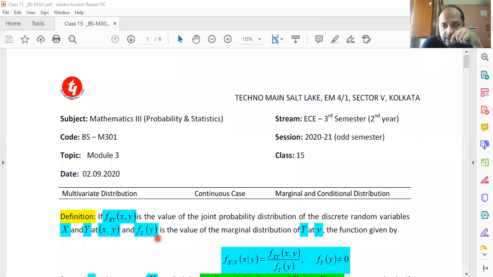And once we get the idea of these entities, then I'm going to discuss two problems related to these topics of today's class. So let us begin with the conditional distribution definition first.